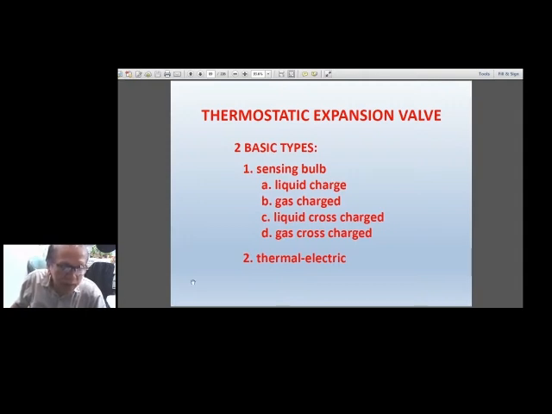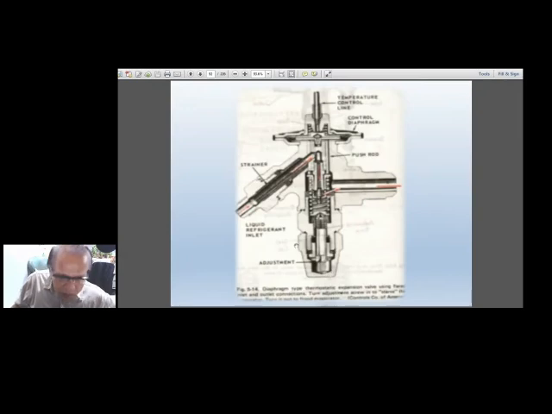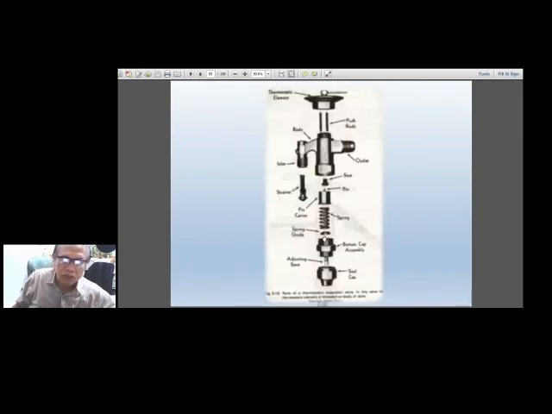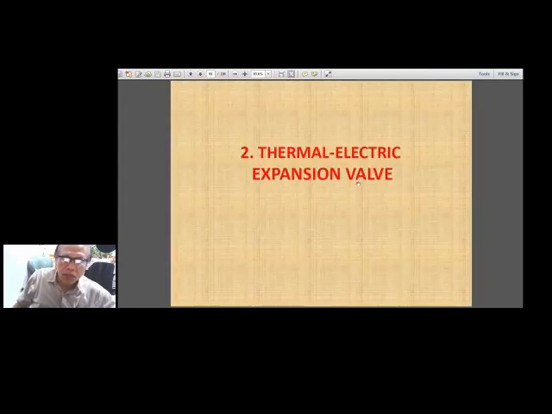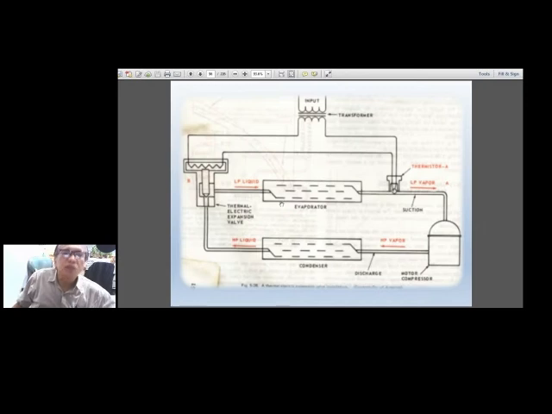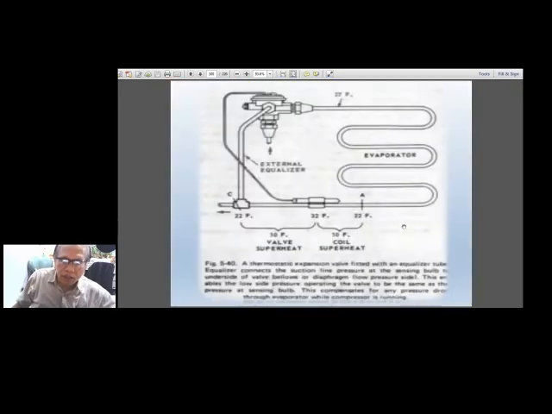Okay, so balikan natin. Yan. Two basic types, the sensing valve and the thermal electric. So, sensing valve, ito siya. Ito yung pati yung description. At ito naman yung isa. Then, thermal electric expansion valve. Ito naman siya. Using thermal electric. Hirap ipaliwanag yan. Equalizers.